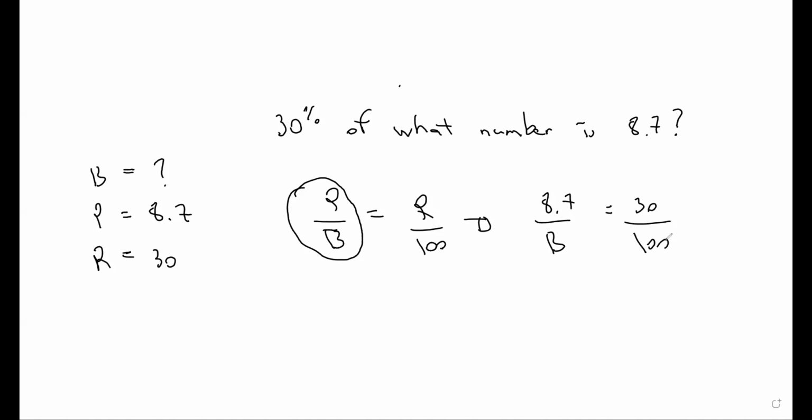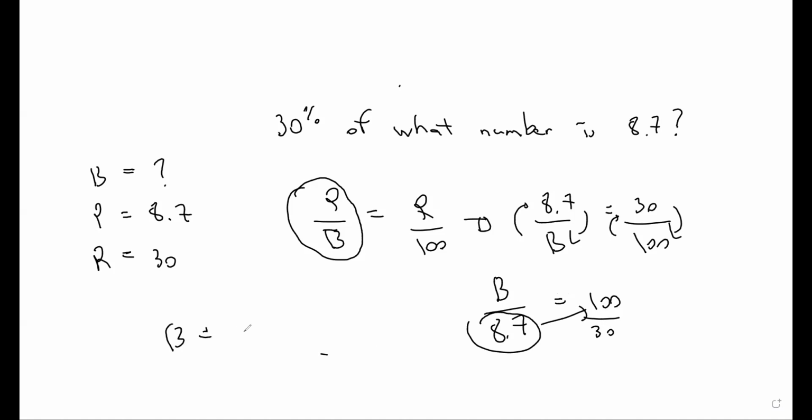So let's solve this. I think the easiest way is to take each side and flip it upside down, and that'll bring the b on top. So b over 8.7 is equal to 100 over 30. And then the last step is to take the 8.7, move it over, and move it to the top. So b is equal to 100 times 8.7 divided by 30, and that is equal to 29.